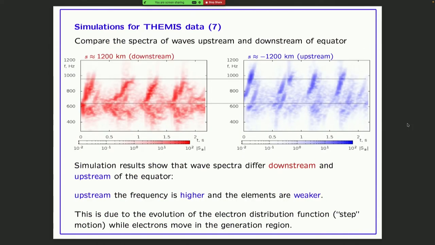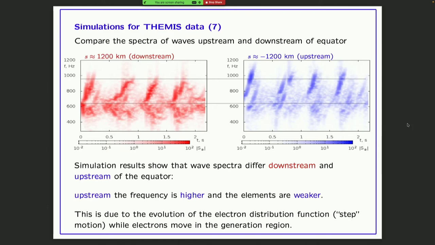Okay, this one, yes. And this slide shows that the picture is indeed different downstream and upstream from the center of the generation region. So downstream, the elements are stronger and they have lower frequencies than upstream. This is for one wave particle system. In this case, electrons move to the left and waves move to the right.